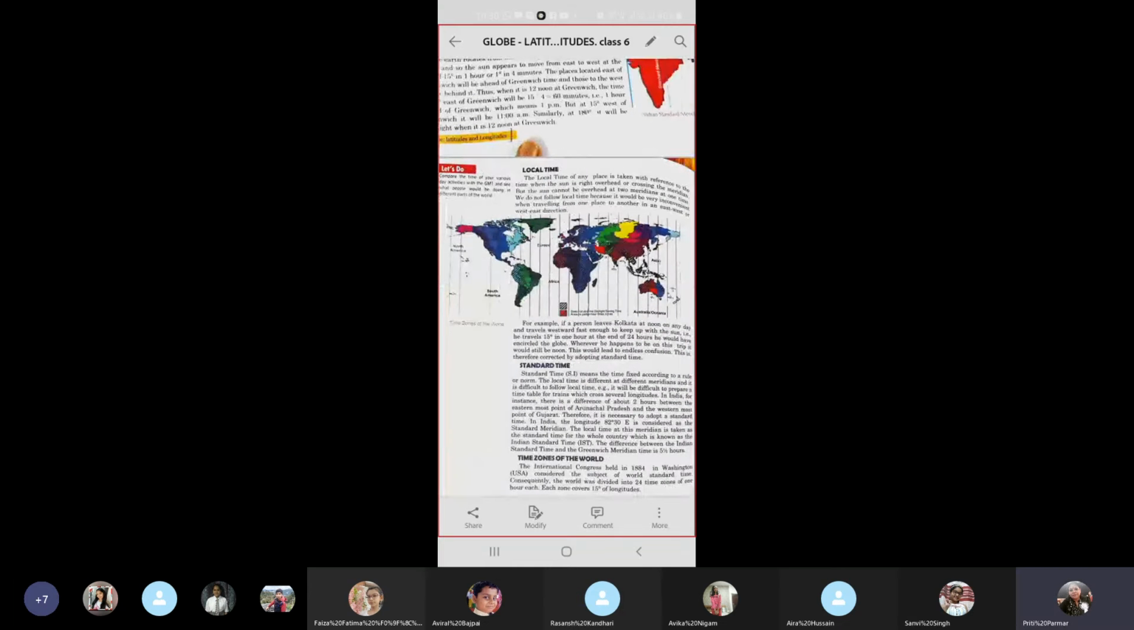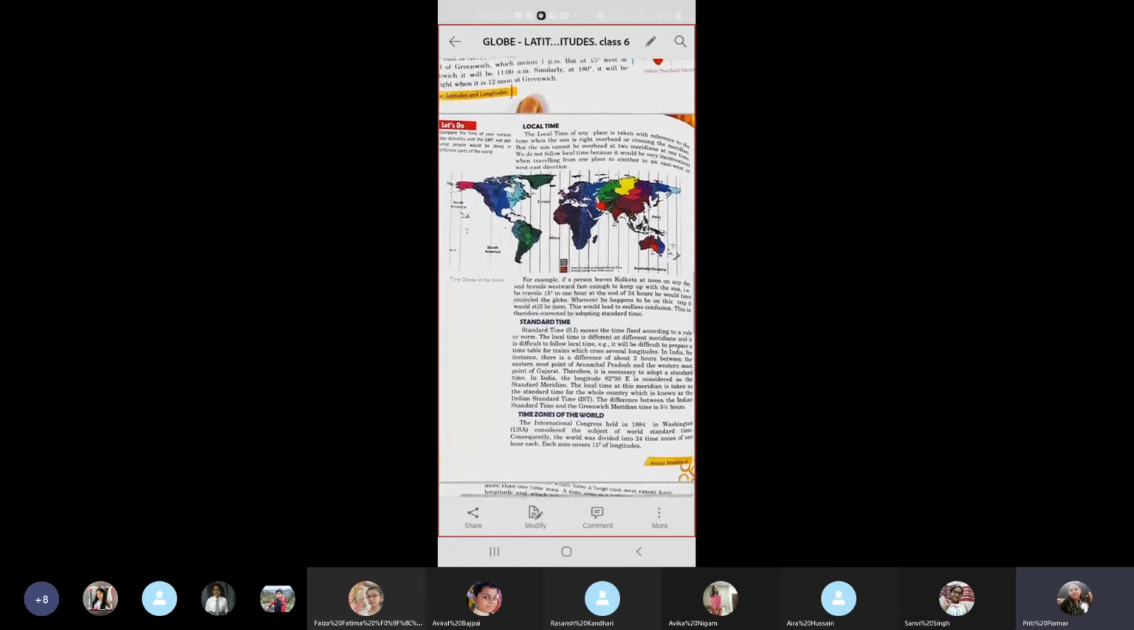Standard time, or the short form ST, means the time fixed according to a rule or norm. Local time is different at different meridians and it is difficult to follow local time. For example, it would be difficult to prepare a timetable for trains which cross several longitudes.